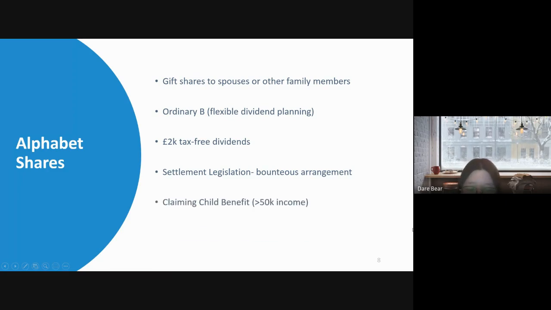And for claiming child benefits, you need to make sure that both you and your partner's income is below 50K, otherwise you will start losing out on your child benefits.